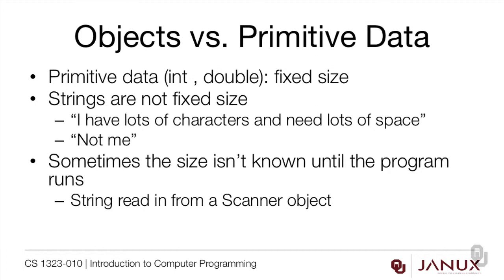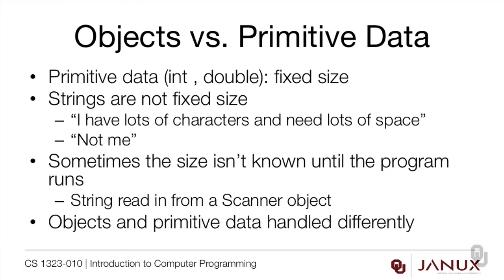Now, sometimes with strings, the size isn't known until the program runs. So for example, when you read a string in from a scanner object, you don't know if the user is going to enter 1 character or 1,000,000 characters. So the differences in the size of strings can be extremely large. This is why strings are an object instead of being primitive data in Java.